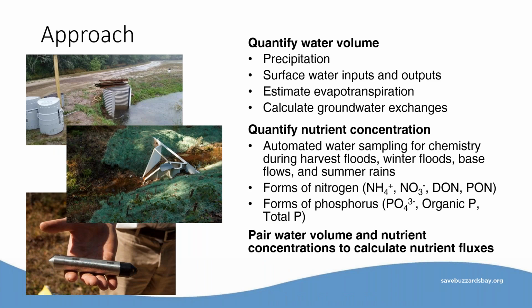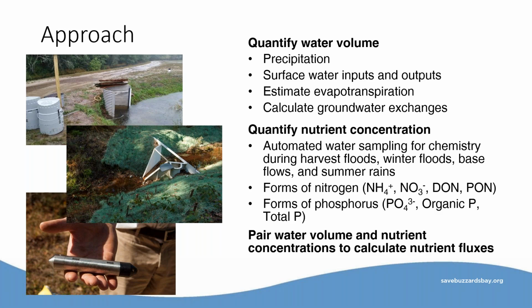Okay, so how did we accomplish this? In order to get really good information, we wanted to both quantify the water volume and quantify the nutrient concentrations and pair those 2 sets of measurements to calculate nutrient fluxes. And in terms of water volume, we measured precipitation, surface water inputs and outputs, and I'll talk a little bit more about how we did that.